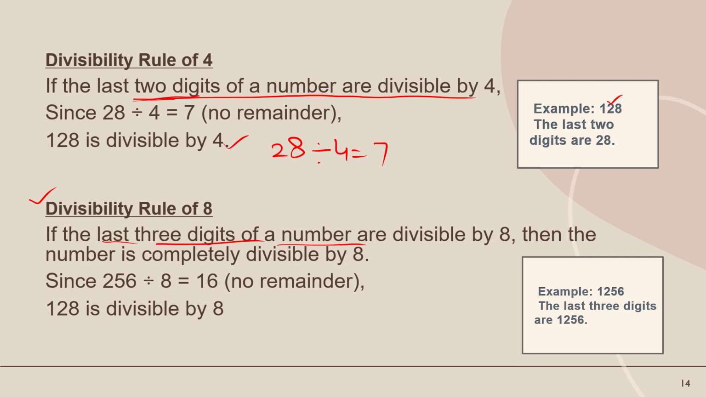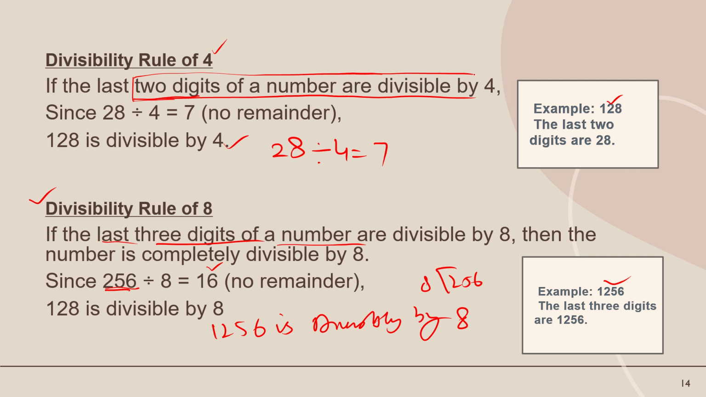Now for 8, the last three digits of a number should be divisible by 8. Let's suppose that we have the number 1256. The last three digits are 256. If I divide 256 by 8, it divides completely, and we get 32. So the last three digits are completely divisible by 8, so 1256 is divisible by 8. Okay, for 4, the last two digits should be divisible by 4. For 8, the last three digits should be divisible by 8.